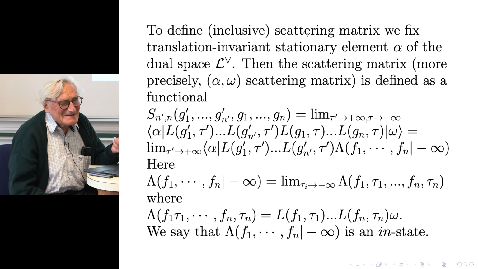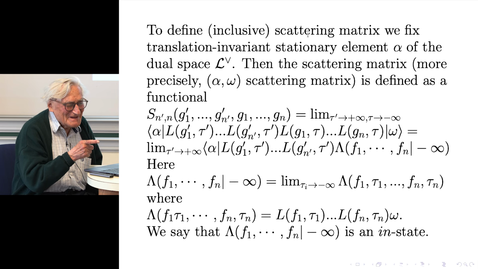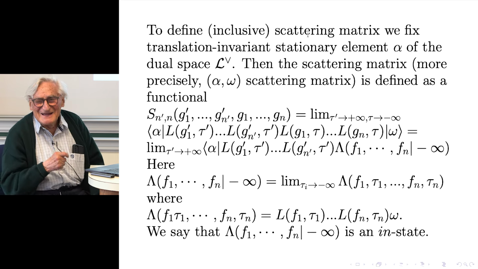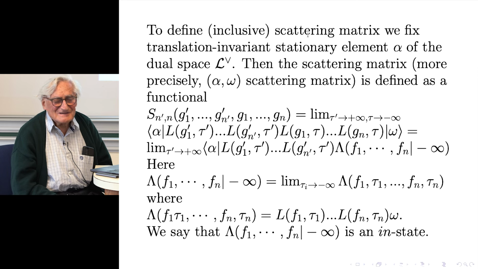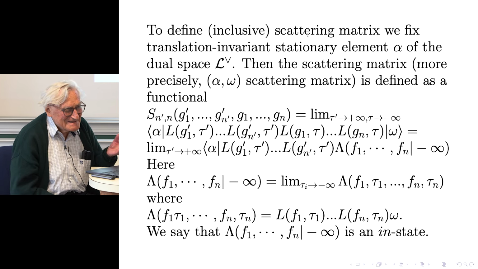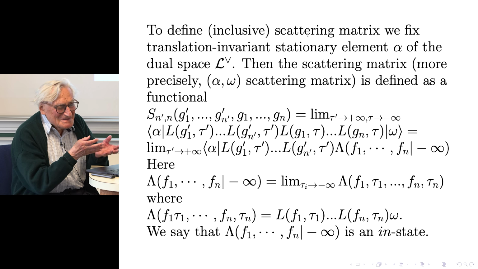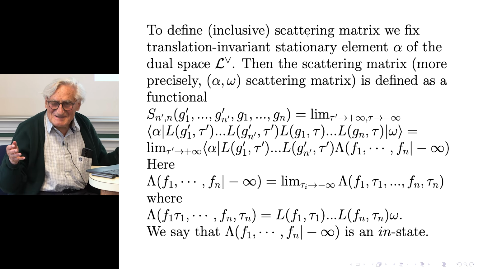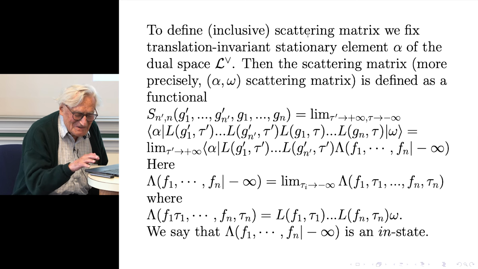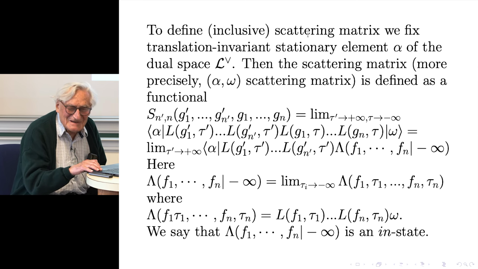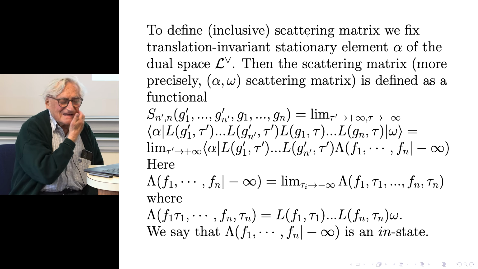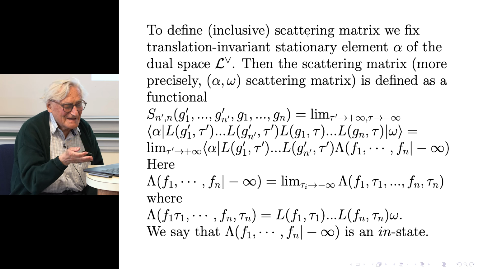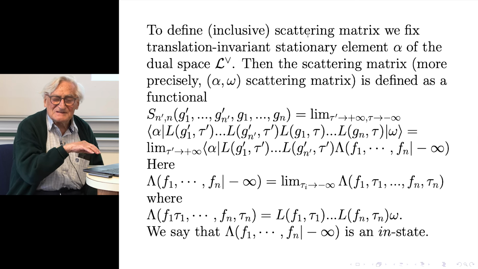Let me go to the next slide. You assume that the supports of phi in momentum space are separated. Yeah. The important thing is that basically in my business I have separated particles. So let me go to the next slide. So basically I take tau tending to minus infinity, tau prime tending to plus infinity.